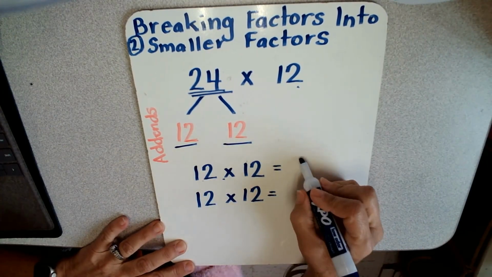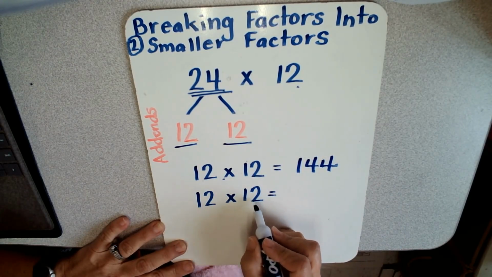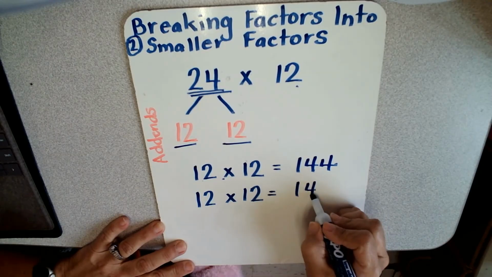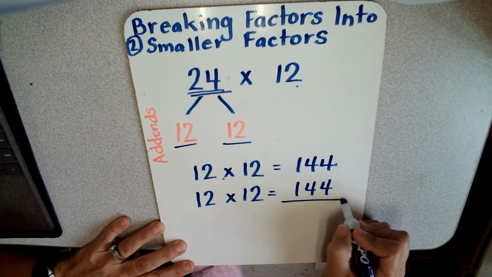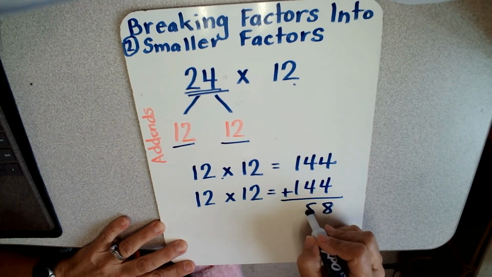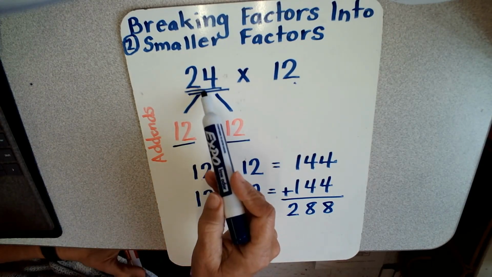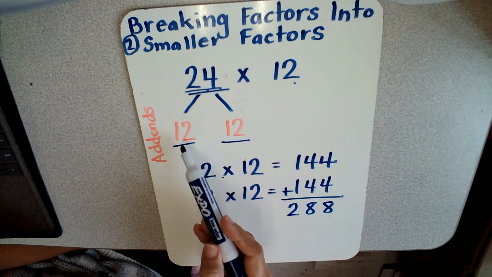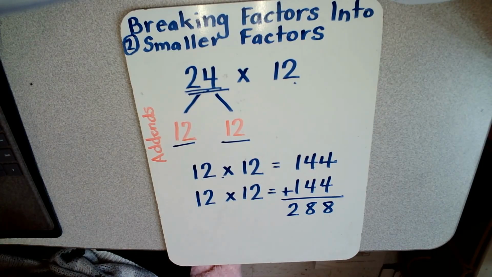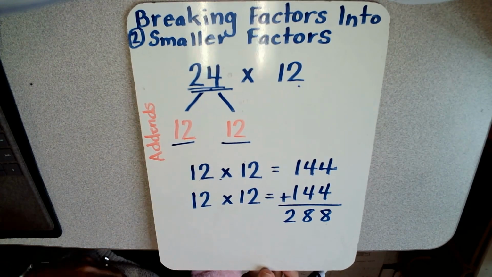12 times 12 is 144. 12 times 12 we know is 144. When we combine those two together, we know that we get the total of 288. So breaking a larger factor down into 2 add-ins that are more recognizable and easier to multiply would be a second method, breaking factors down into smaller factors.